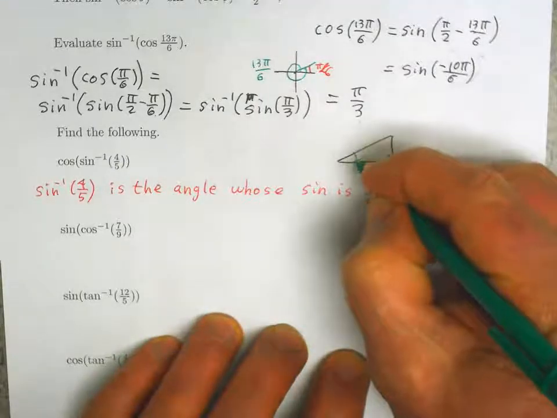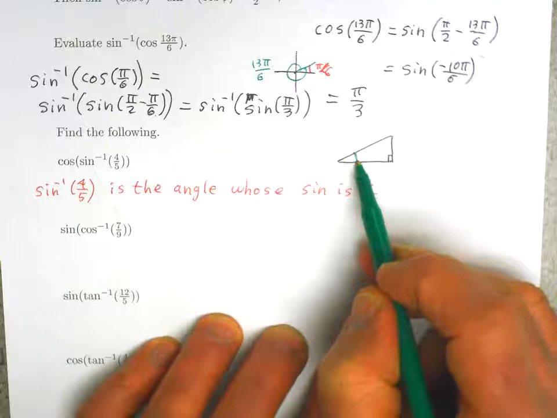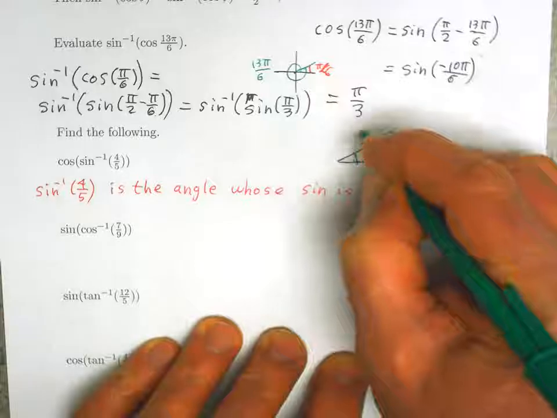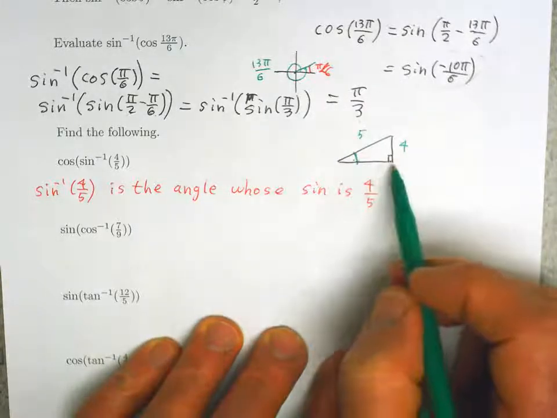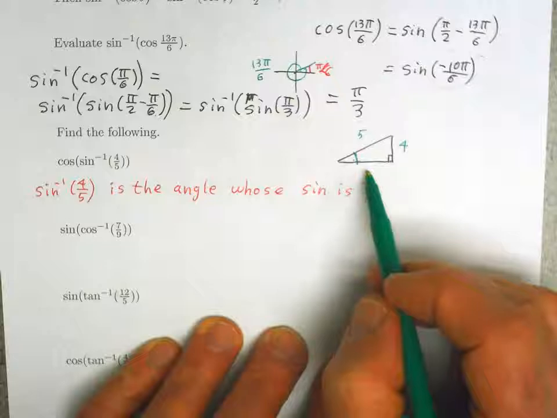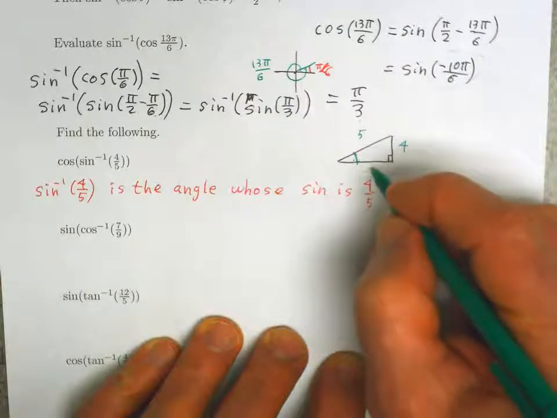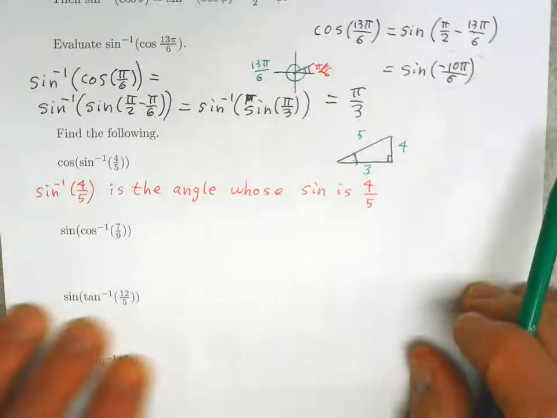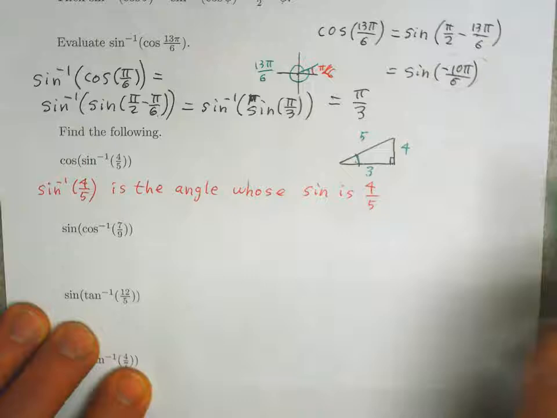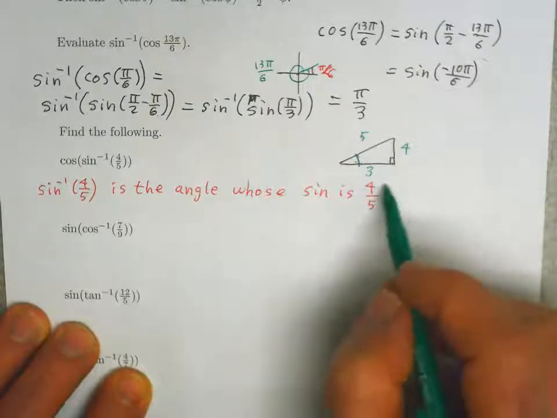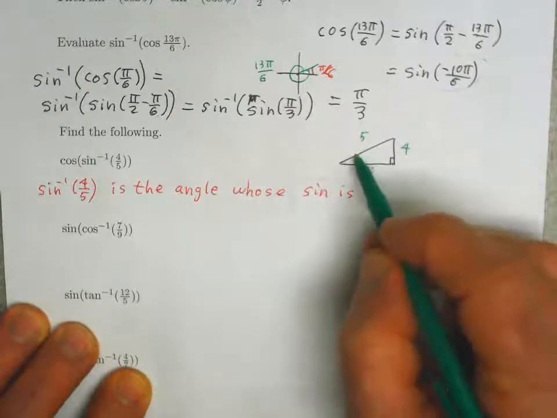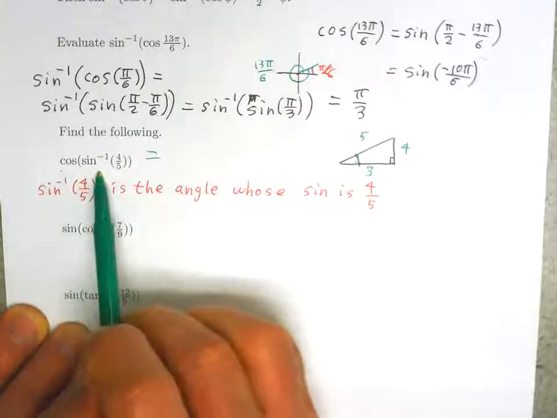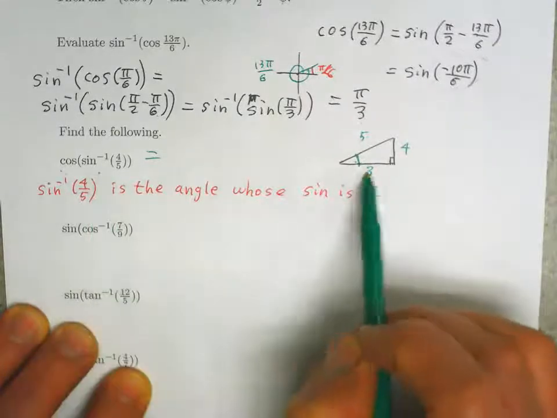So if we use this as our angle, if the sine of that angle is 4/5, then we can use the Pythagorean theorem to find this side. This side will just be 3. My diagram doesn't look to scale, but we can use a right triangle. The sine of that angle is 4/5, and so the cosine of that angle, whose sine is 4/5, is 3/5.